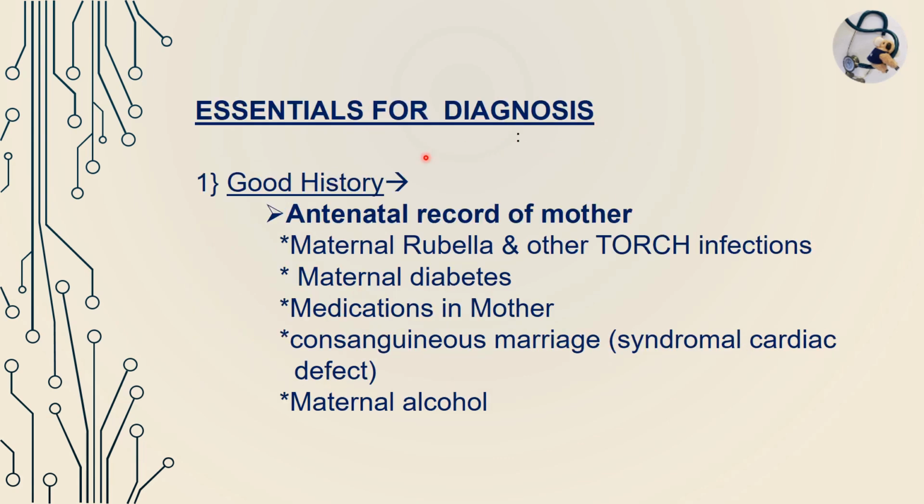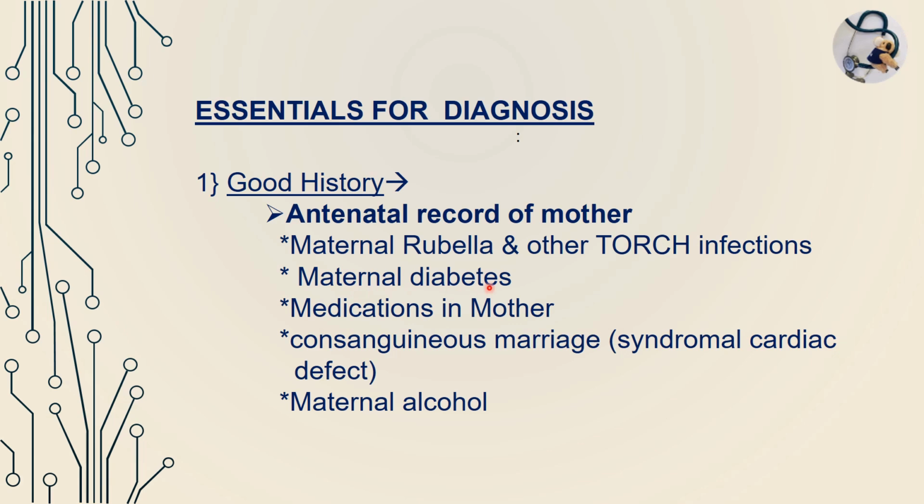Now, to approach congenital heart disease, first you have to take a very good history. In the history you have to take an antenatal record of the mother, because if the mother is having these problems or is exposed to these things, then there is a high chance the baby will be born with heart disease. Those are maternal rubella and other TORCH infections. In TORCH, T stands for toxoplasmosis, O is other diseases, R is rubella, C is cytomegalovirus, H is herpes simplex. In these infections there is a high chance a baby might have congenital heart disease.